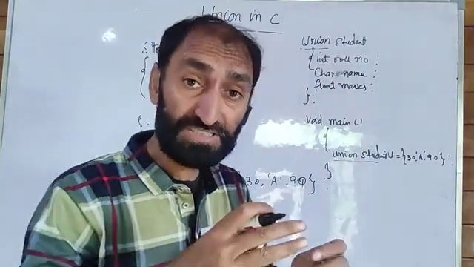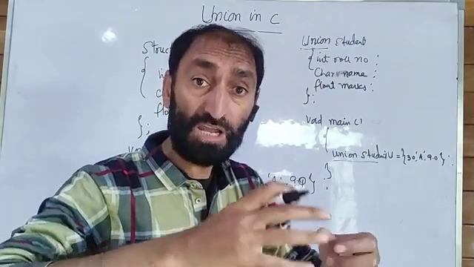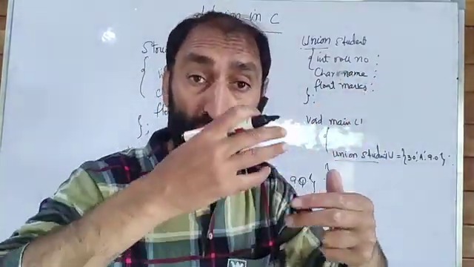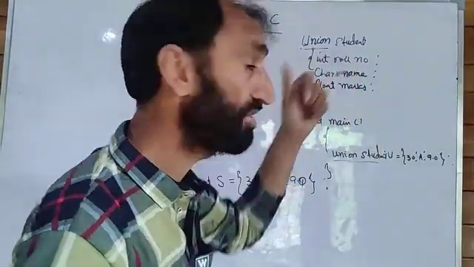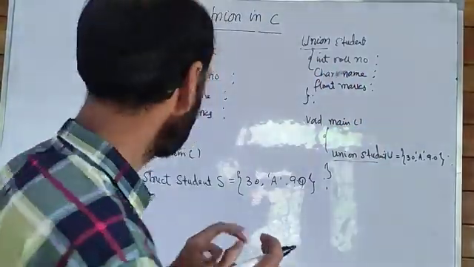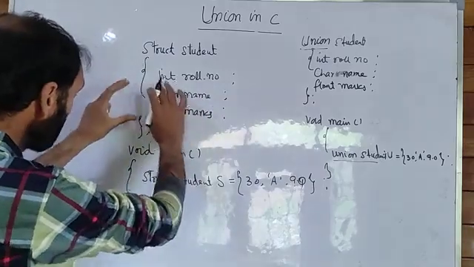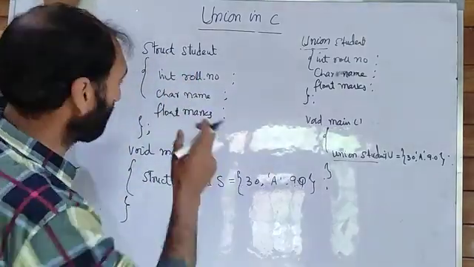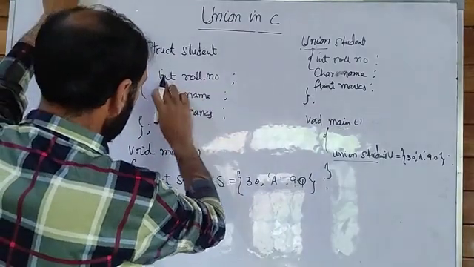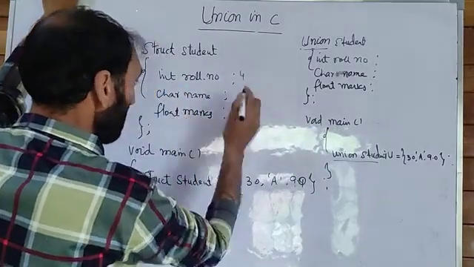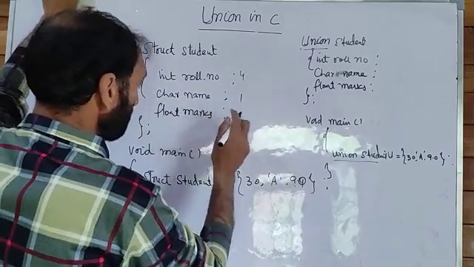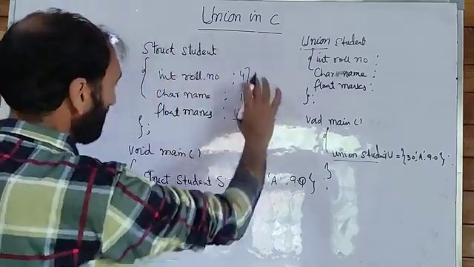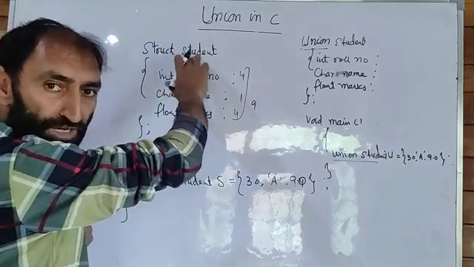The difference is in the allocation of the memory: how the memory is going to be allocated to a structure and to a union. We know that for this structure student, the memory manager will allocate how many bytes of memory? Roll number, int, 4 bytes of memory, char 1 byte of memory, float marks 4 bytes of memory. Total 9 bytes of memory will be allocated by the memory manager for this structure student.